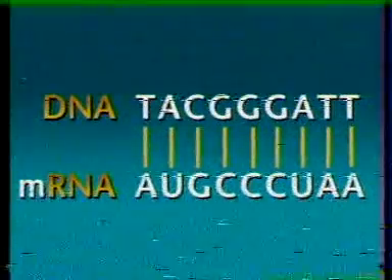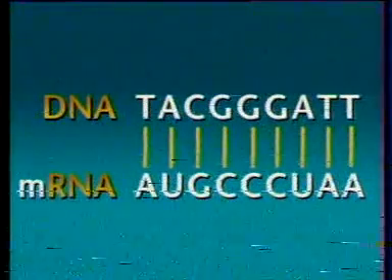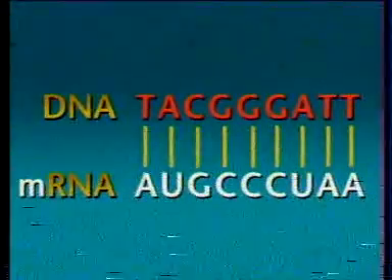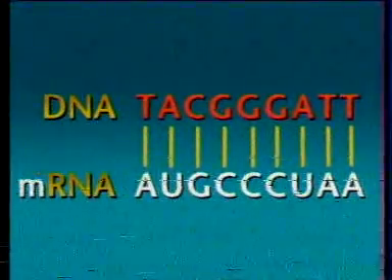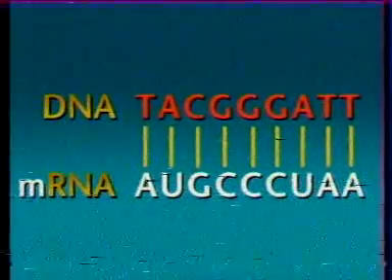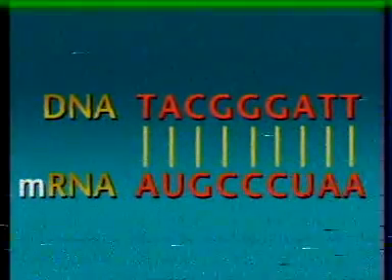For instance, if the sequence of nucleotides in a coding strand of DNA is, let's say, TACGGATT, as given here, then the complementary nucleotides on the messenger RNA will be AUGCCCUAA. In all cases of RNAs, the uracil U is incorporated instead of thymine, the T part of the nitrogen bases.